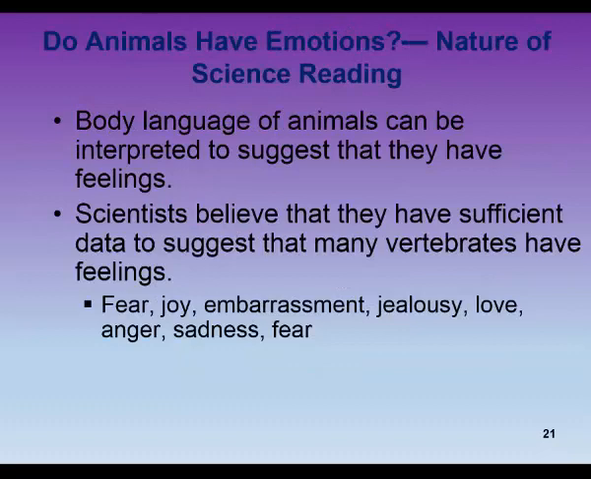Body language of animals can be interpreted to suggest they have feelings. This is one that, don't tell Mr. Dillman, but he always fusses at me because it's called anthropomorphism, where you put human characteristics, emotions onto an animal, but we all know animals do this. If you get a chance to see Animal Odd Couples, we showed some clips from it in class. Animals feel fear, joy, embarrassment, jealousy, love, anger, sadness. All of those are characteristics of animal traits, animal emotions.